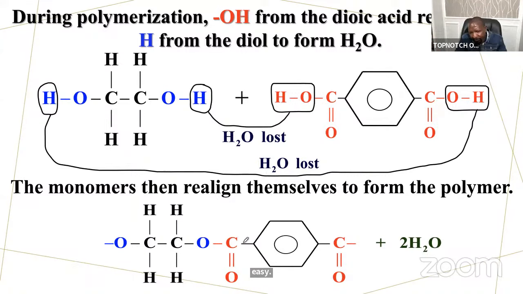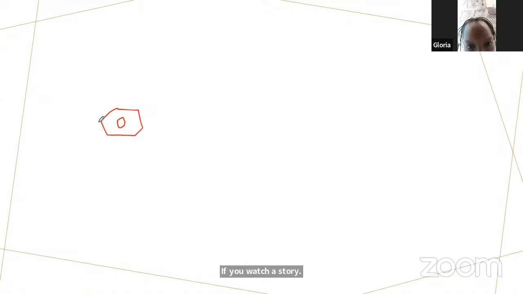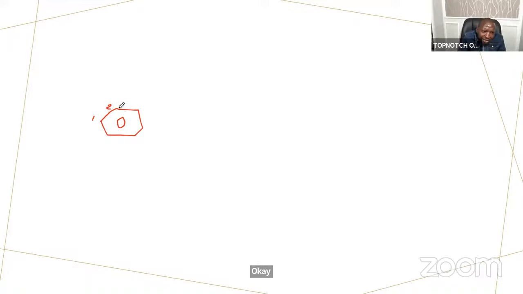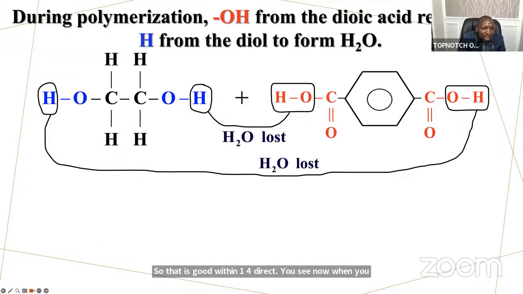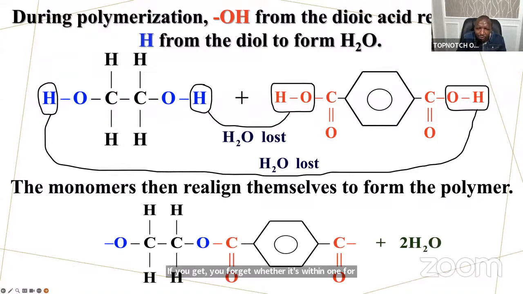Does it look simple? Yes. At least just know that benzene is named in 1,4 dioic. At least now you know, even if you reach the exam, and you only know how to draw benzene, a hexagon, just draw something that looks like a hexagon. If you forget whether it is called benzene 1,4 or benzene 5, you start counting: 1, 2, 3, 4, then remember 1 and 4. So that is called benzene 1,4 dioic. When you know those things like that, you can even remember it in an exam in case you forget whether it's benzene 1,4 or benzene 1,2. Does it make it easy to remember, isn't it?